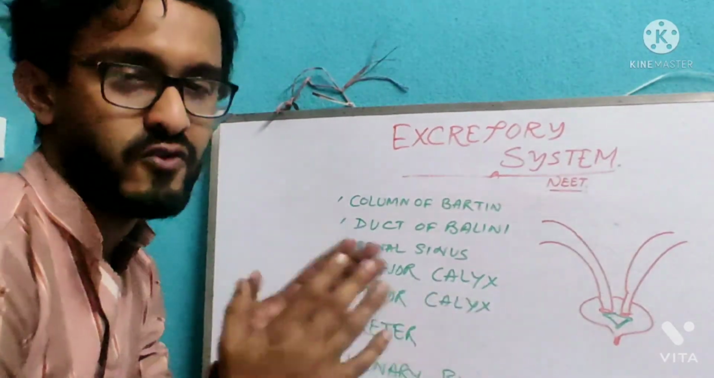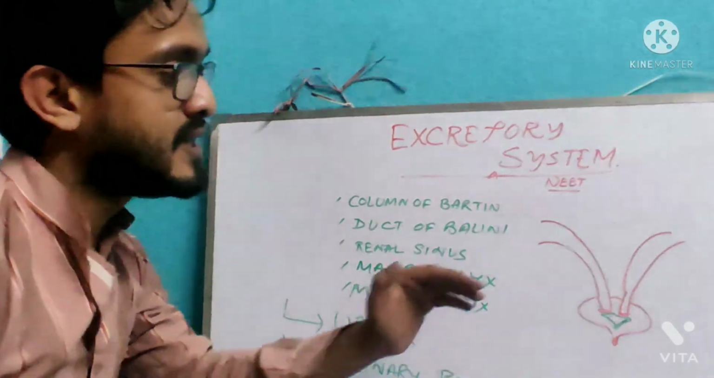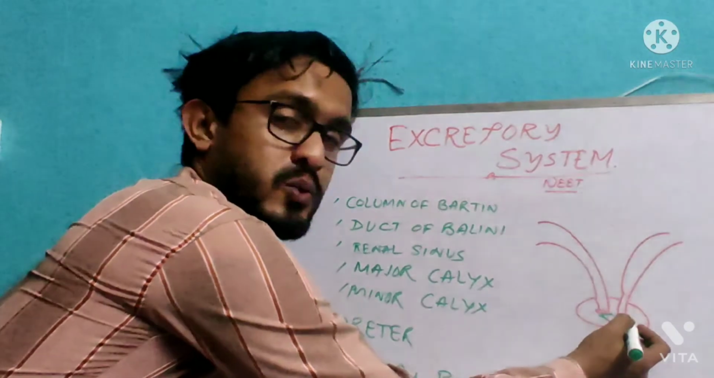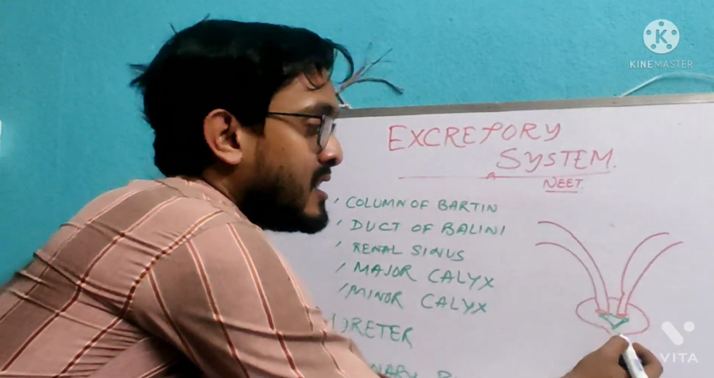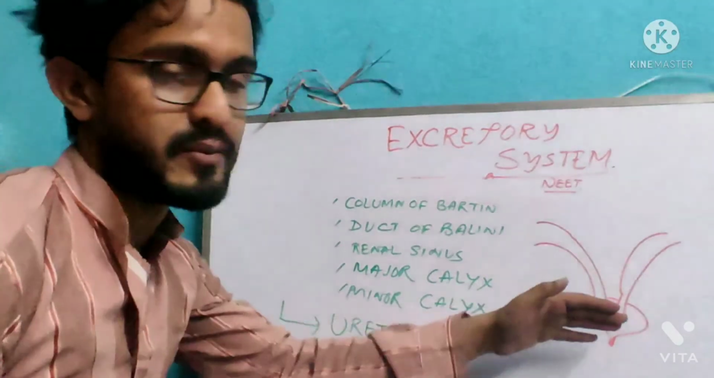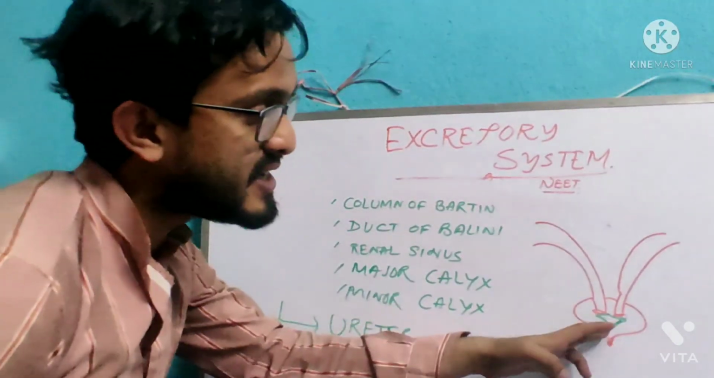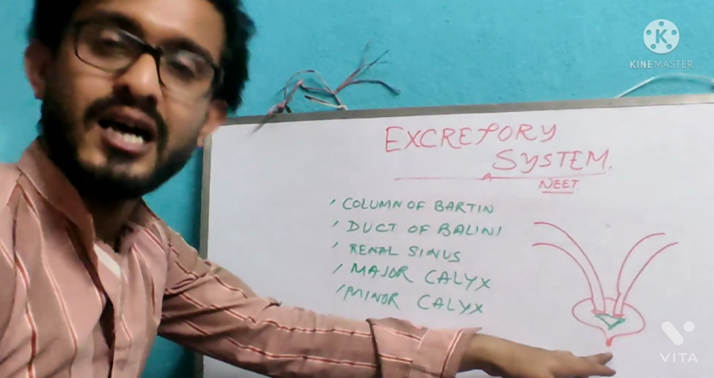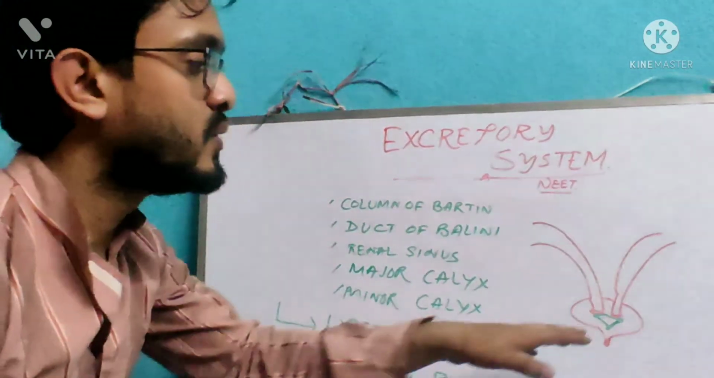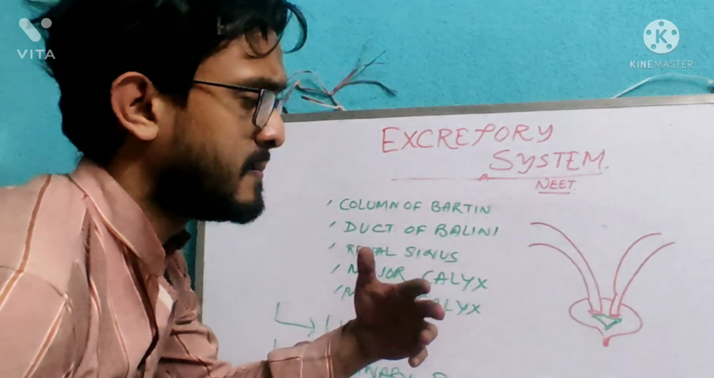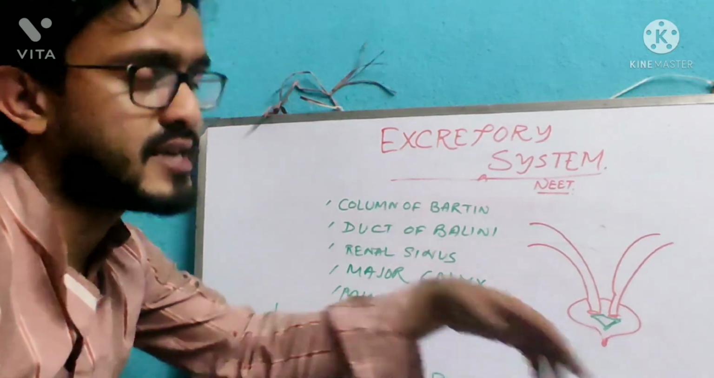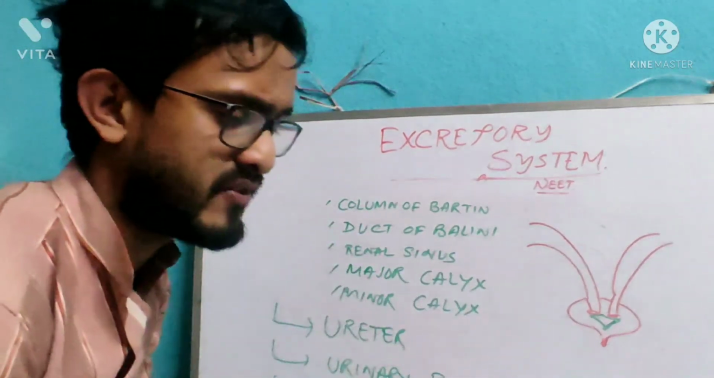The urinary bladder is formed with the detrusor muscle. It has a triangular structure at the joining of the two ureteric openings and the urethral opening. This is known as the trigone. In the urinary bladder, there are two sphincters. One is the internal sphincter, another is the external sphincter. The internal sphincter is formed of unstriated muscle, and the external sphincter is formed of striated muscle.